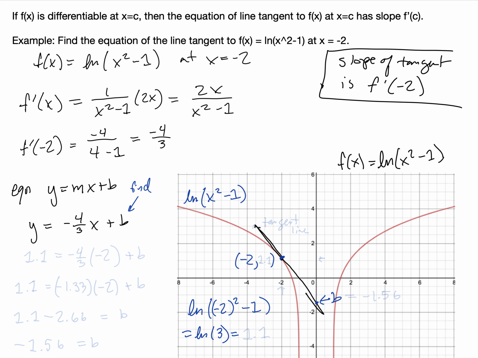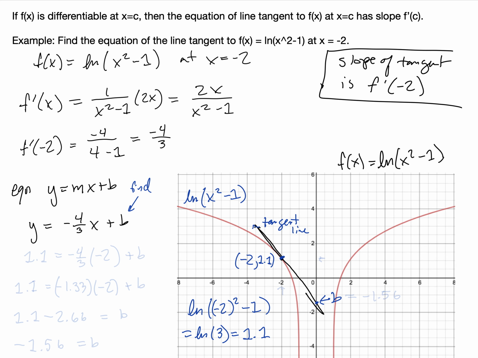But if you use a calculator to find that, the natural log of 3 is approximately 1.1. It's actually like 1.0986, but we'll round that to 1.1. And so negative 2 comma 1.1 is a point that is both on the original function, natural log of x squared minus 1, and on this tangent line. And so if we know the slope and we know one point, we can find b, we can find the entire equation of the line.